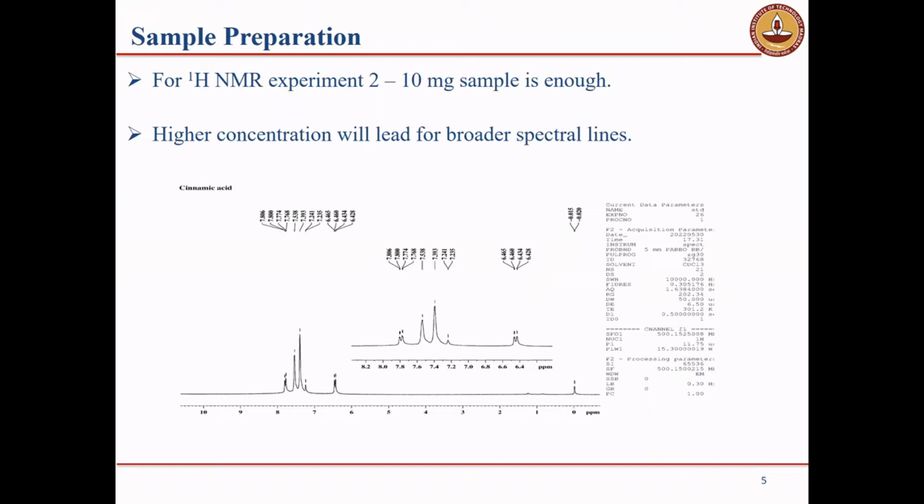So these are the samples for which we can take NMR. Now our sample is NMR active. The first step is sample preparation. If you make a good sample, only then will you get a good spectrum.